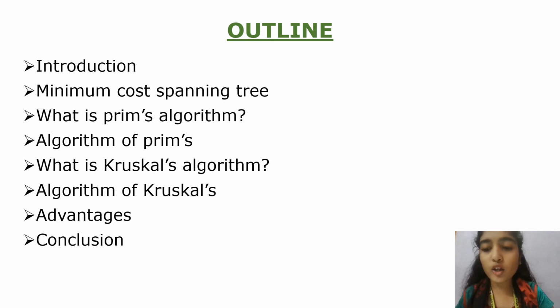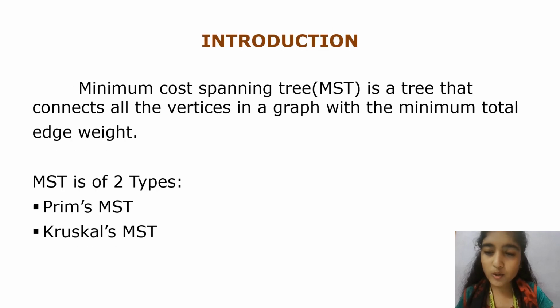Here is the outline. Outline means the subtopics which I am going to present in the PPT. So we'll have a brief idea by reading this. The first point is the introduction to minimum cost spanning tree. Then what is Prim's algorithm and its algorithm steps, and what is Kruskal's algorithm and its algorithm steps, and next will be advantages and conclusion.